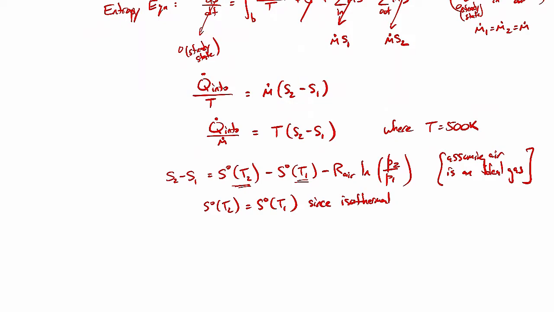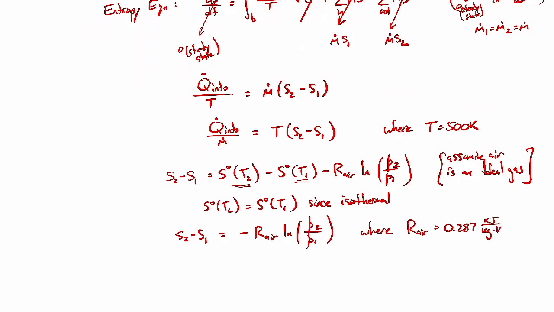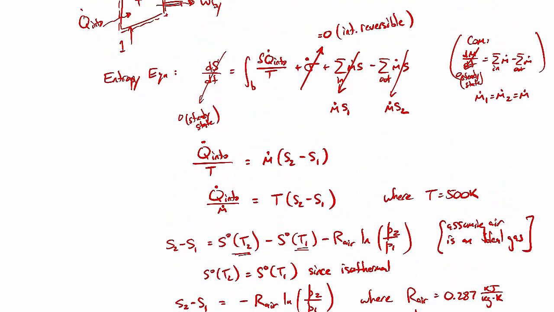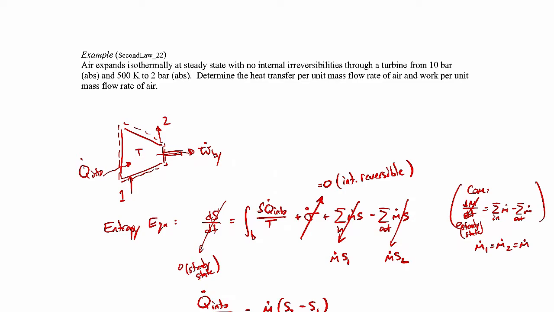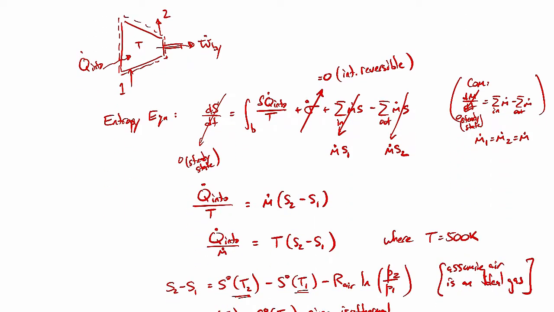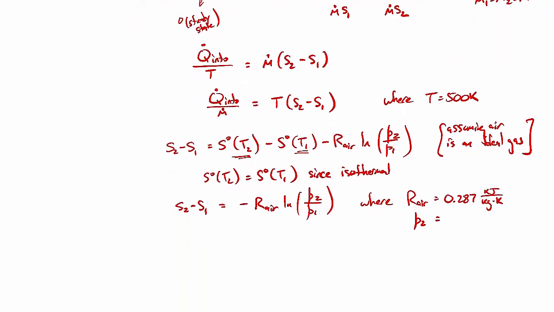So then our S2 minus S1 will be minus R, the gas constant for air, times the natural log of P2 over P1. And we know the values for those. R for the air is 0.287 kilojoules per kilogram Kelvin. P2 is given in the problem statement as 2 bar absolute, and P1 is given as 10 bar absolute. So we can then evaluate those numbers as well.